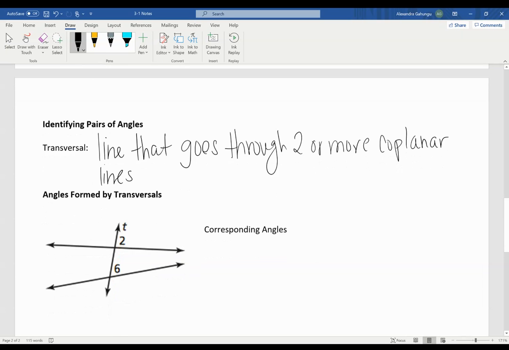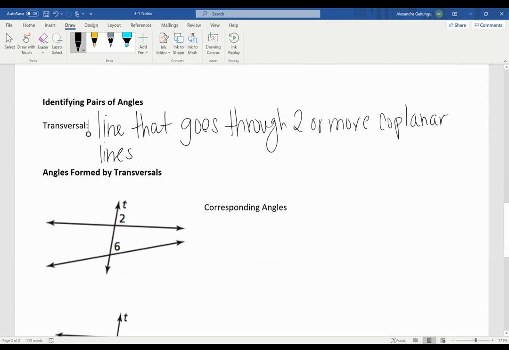Okay, so the next thing we're going over for our first section is identifying pairs of angles. We're going to look at lines being intersected and what angles are created. So our transversal is the line that goes through two or more of these coplanar lines and creates these special angles that we're going to look at.